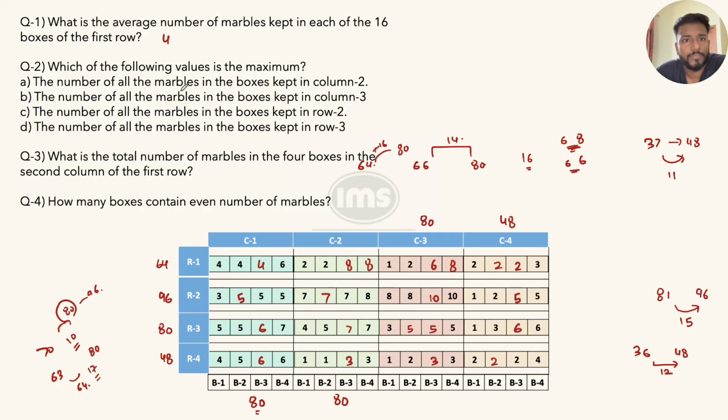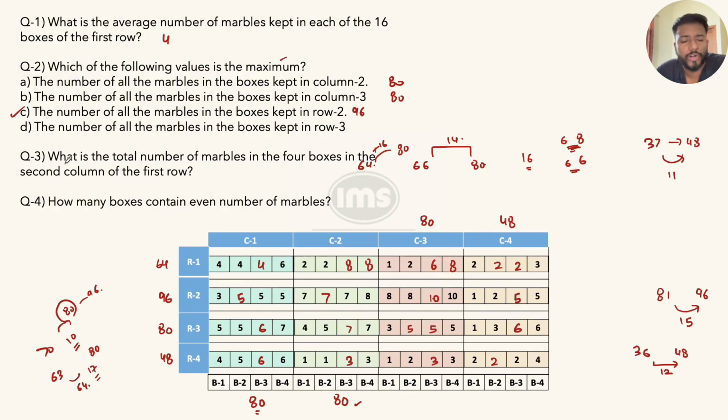Next problem, which of the following values is the maximum? Let's check. Marbles kept in boxes kept in column 2. So column 2 is 80. Okay. The next is marbles kept in column 3. Column 3 is also again 80. So this is not going to be the answer because we are looking for the maximum thing. Number of boxes is R2. So R2 is actually 96, and we already see there is nothing more than 96. So this is definitely going to be our correct answer.